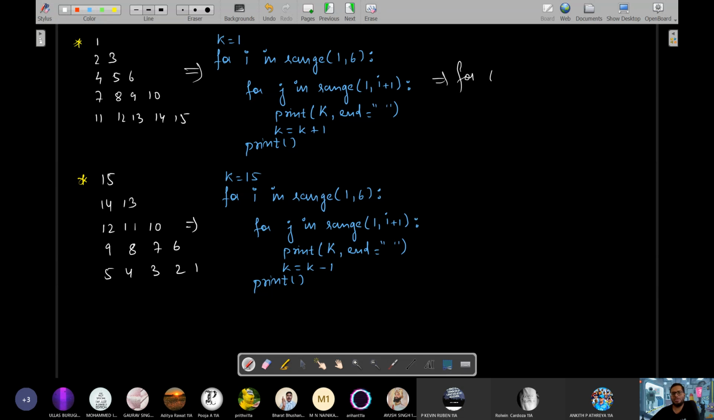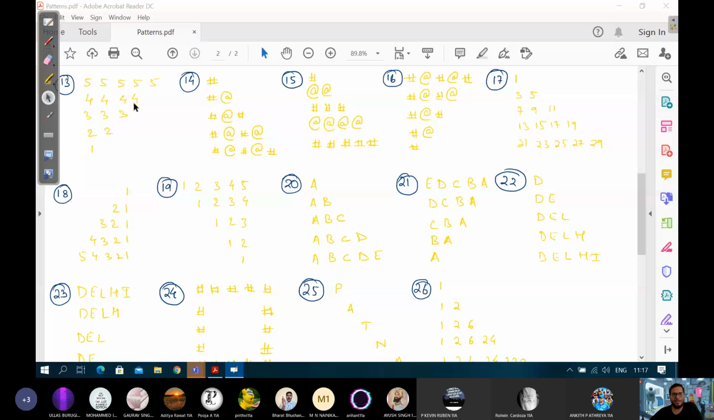I'll write here. For question pattern 17, change k is equals to k plus 1 to k is equals to k plus 2. That's it. ठीक है. So 17th is also done. देखो यहाँ पे every time 1 2 3 4 5 ऐसे हो रहा है. 1 3 5 7 9 11 ऐसे करके होगा. ठीक है.